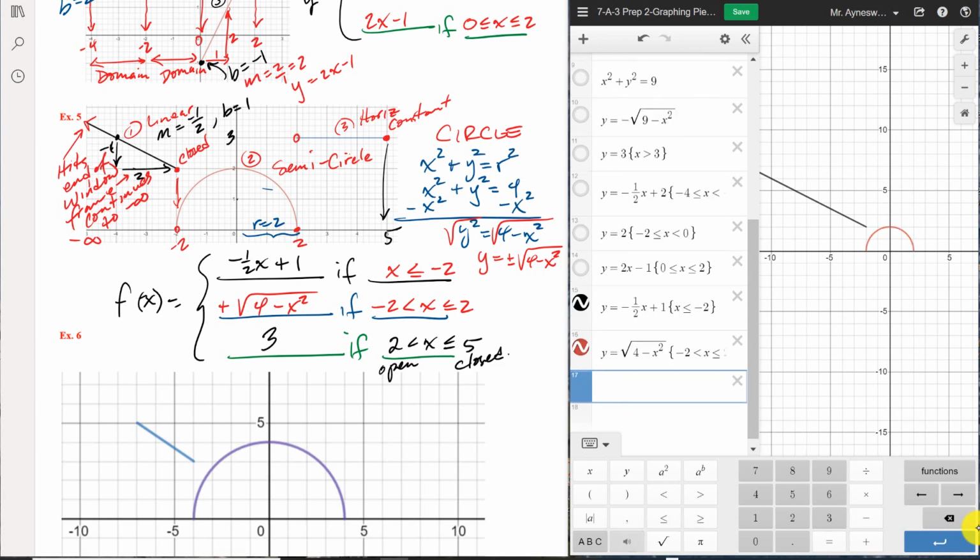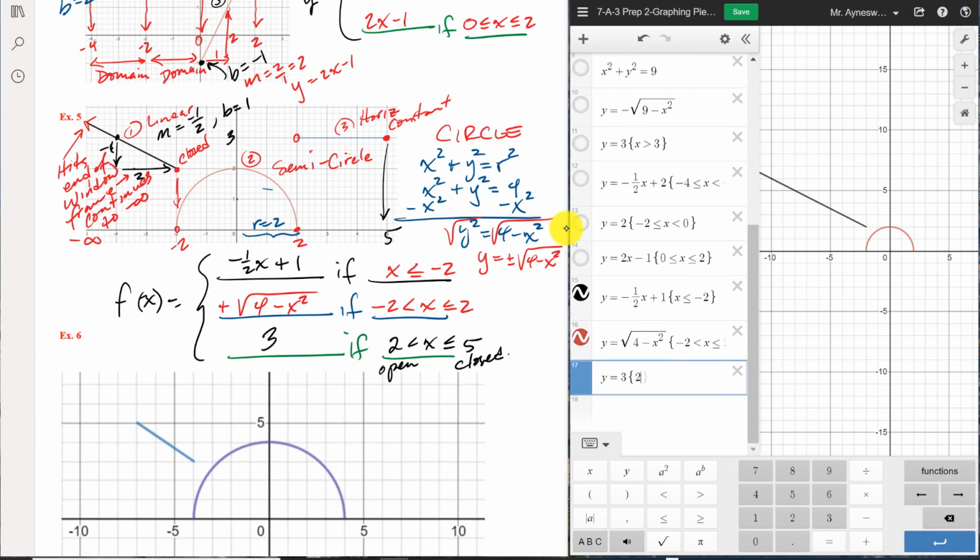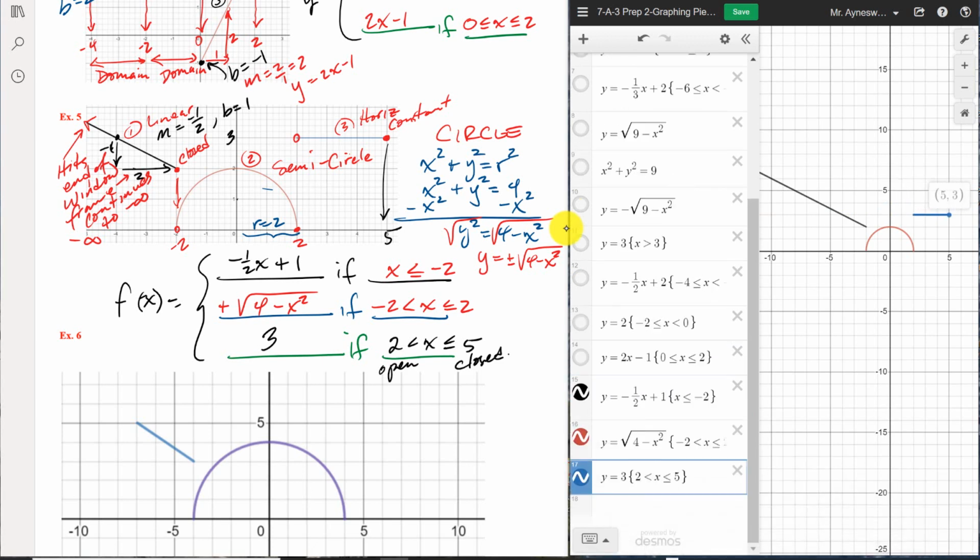And then the last piece, the constant function, y equals 3. So that's a simple one. Y equals 3. Put in your brackets, your restrictions, from, let's say, 2 to 5. So 2 less than x, less than or equal to 5. And you'll see the last piece come in. Open on the left, closed on the right.